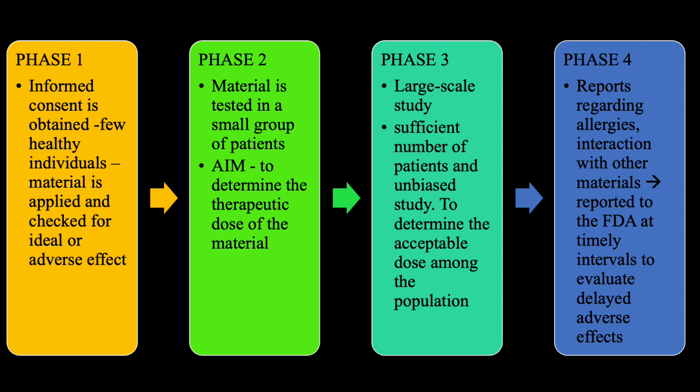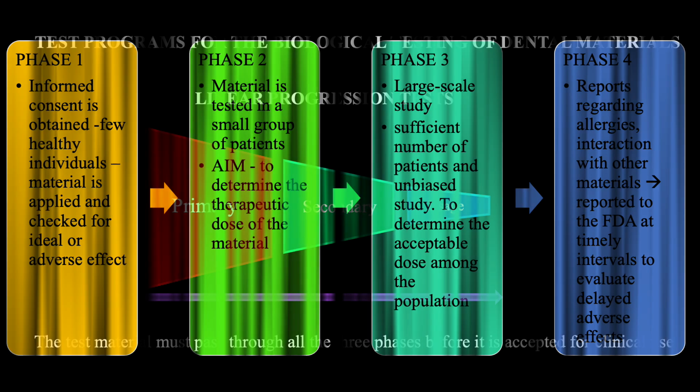Then comes phase 3, where the same material is tested on a large scale, where a sufficient number of patients are treated, and it is used to determine the acceptable dosage among the population. And phase 4 is when we collect information regarding allergies and interactions with other materials, and these are reported to the FDA at timely intervals to evaluate any delayed or adverse effects.